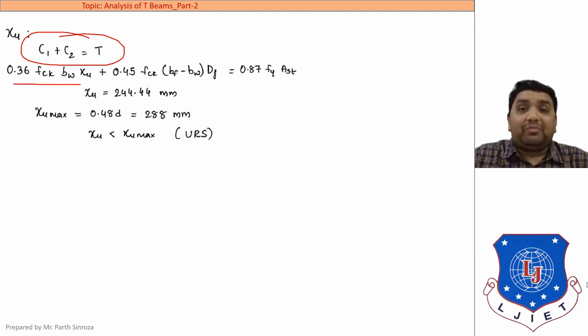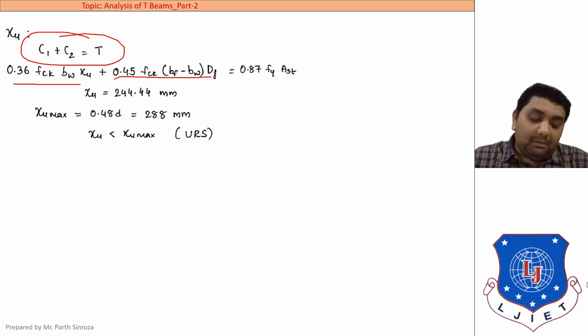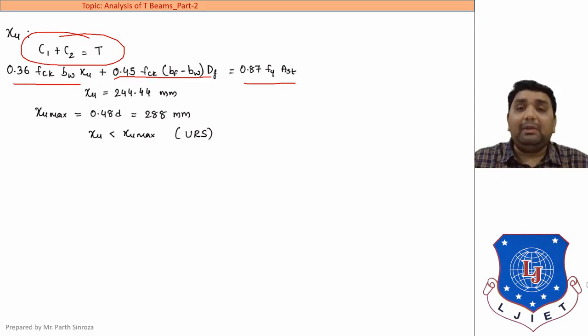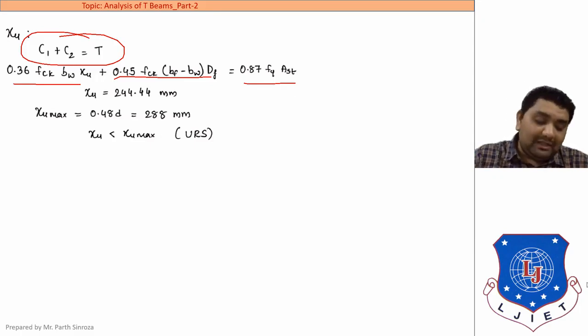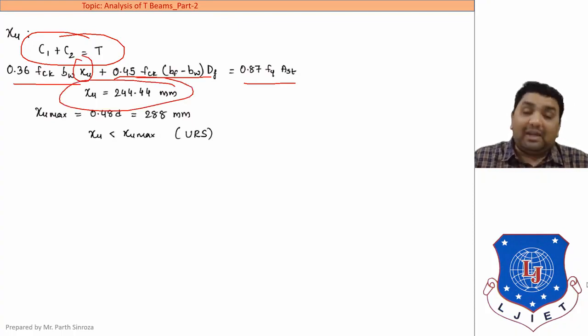So C1, as we have seen in the stress strain diagram, was 0.36 fck bw xu and C2 was 0.45 or 0.446. You can write either, both are valid. fck (bf minus bw) Df and T will be 0.87 fy Ast. So in this whole equation, the only unknown remaining is xu. So we'll be getting xu using this equation. So xu comes out to be 244.44 mm.